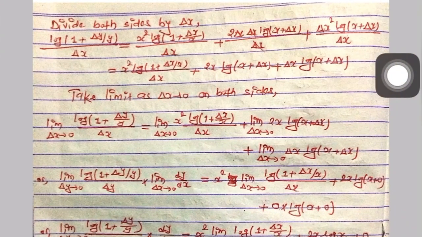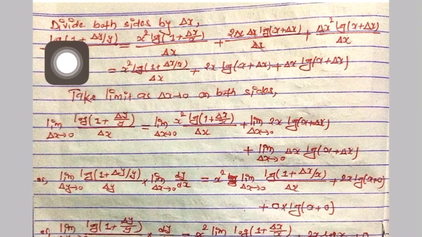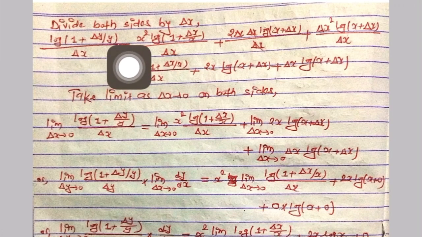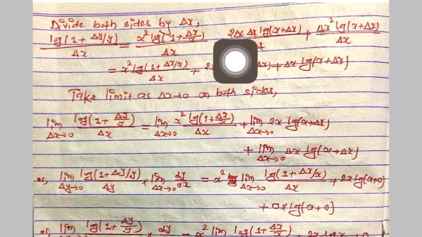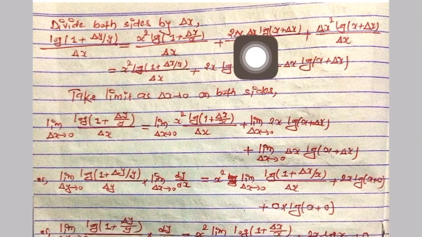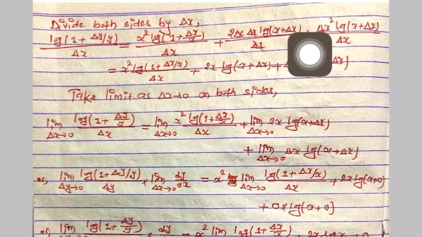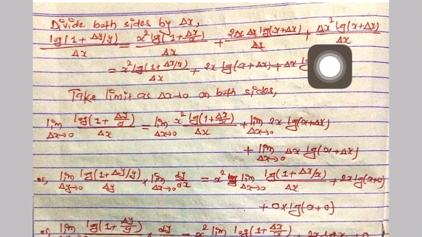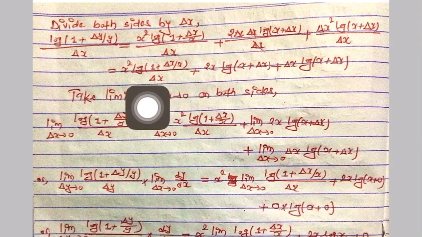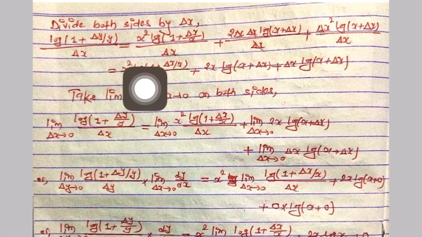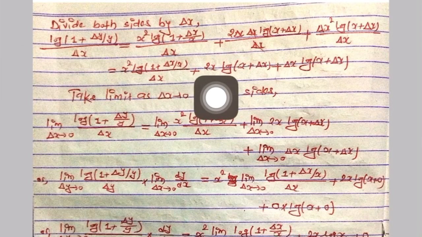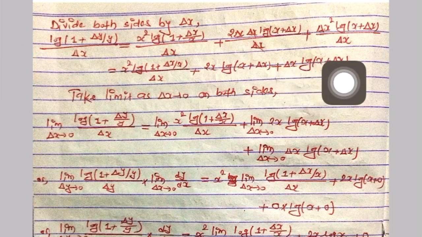Now in the next step we have to divide the terms on both sides by del x. So after dividing it, we get log of (1 plus del y by y) divided by del x is equal to x squared times log of (1 plus del x by x) divided by del x, plus 2x times del x log (x plus del x) divided by del x, plus del x squared log of (x plus del x) divided by del x. So this del x and this del x cancel out, and on the right hand side we have x squared log of (1 plus del x by x) divided by del x plus 2x log of (x plus del x) plus del x times log of (x plus del x) here.